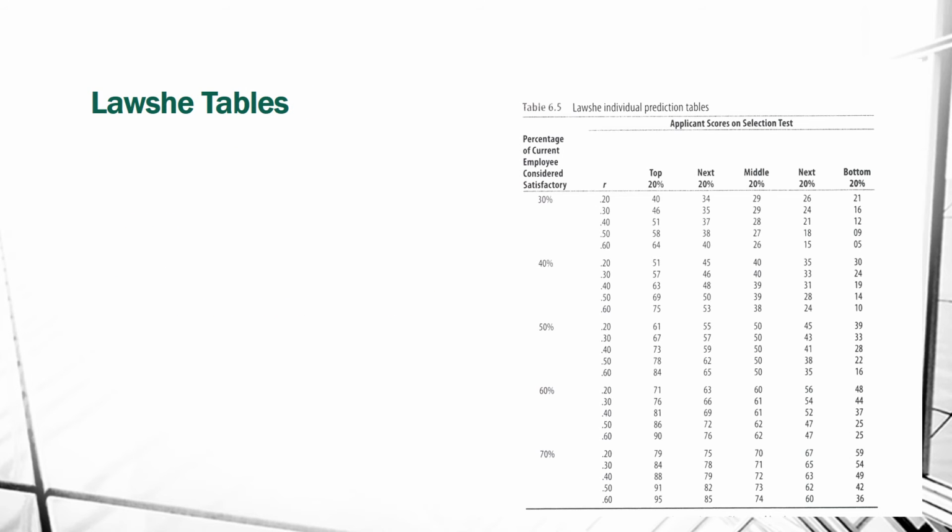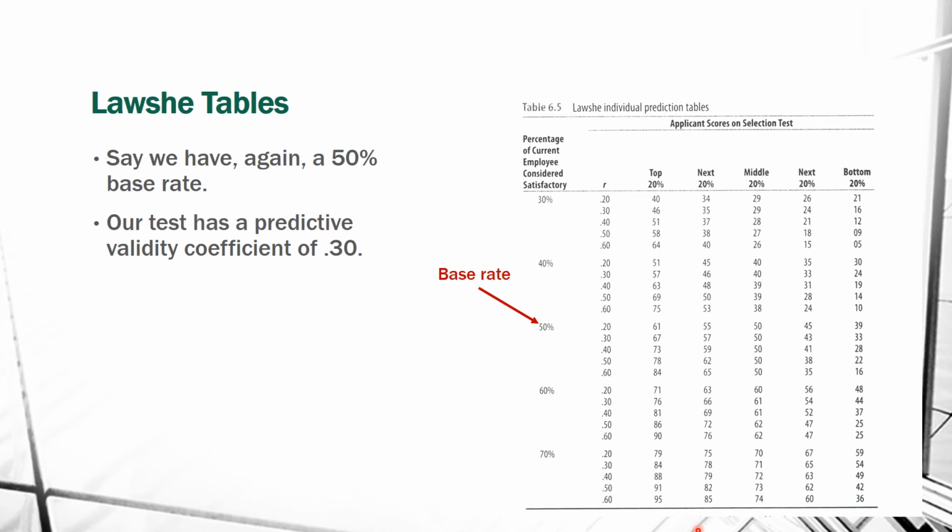The Lawshe tables look like this. Pretty similar to the Taylor-Russell tables, but with some different parameters. Over here, we've got the base rate. Here we've got the validity coefficient. Here we've got those quintiles. Where did the applicant score on the selection test? So, say we have that same scenario. We've got a 50% base rate right here. Our test now has a predictive validity coefficient of 0.3 right there.